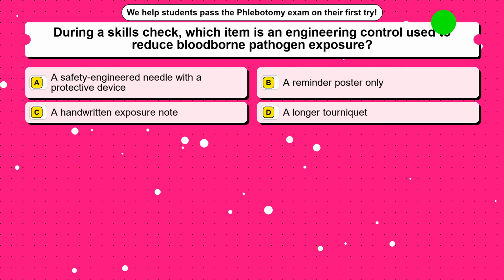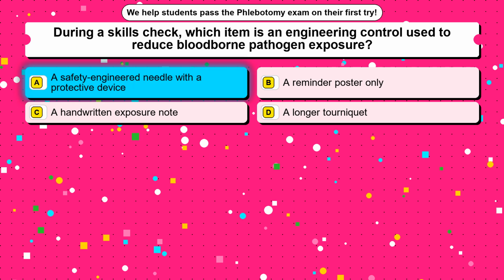Question 21. During a skills check, which item is an engineering control used to reduce blood-borne pathogen exposure? Option A. A safety engineered needle with a protective device. Option B. A reminder poster only. Option C. A handwritten exposure note. Option D. A longer tourniquet.